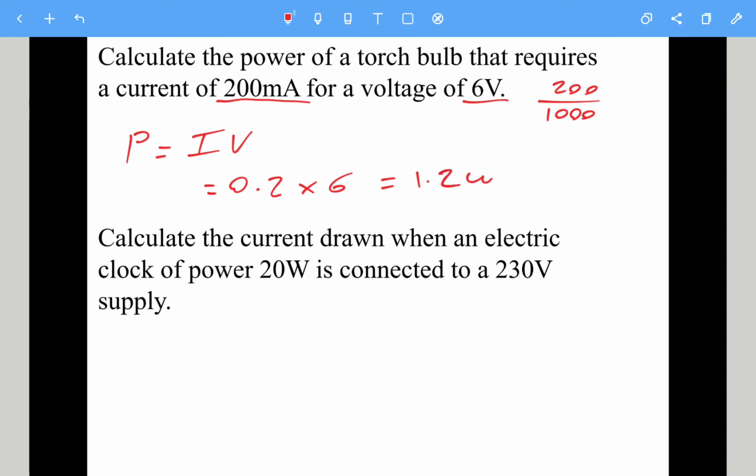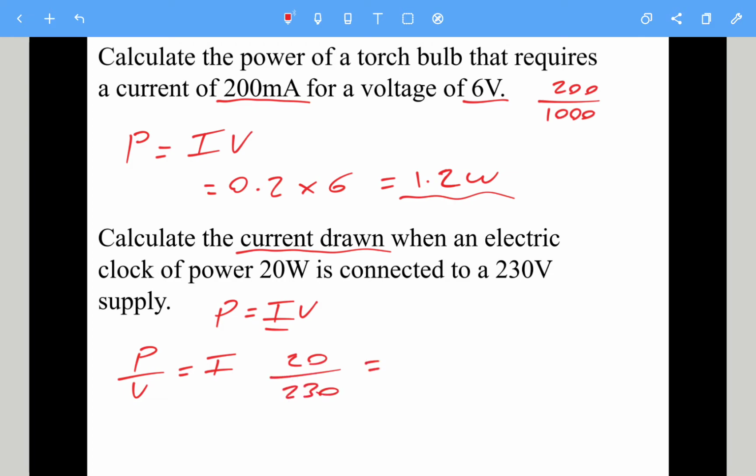1.2 watts. Next one, calculate the current drawn when an electric clock of power 20 watts is connected to a 230 volt supply. So again, P equals IV, but this time we want current drawn. So we need to rearrange, we need to make I the subject. So the easiest way to do that, we've got times V. So to get rid of a times V to the other side, we need to do the opposite and divide by V. So power divided by voltage will give us the current. And then we just need to do 20 divided by 230, which gives us a current of 0.087 amps.